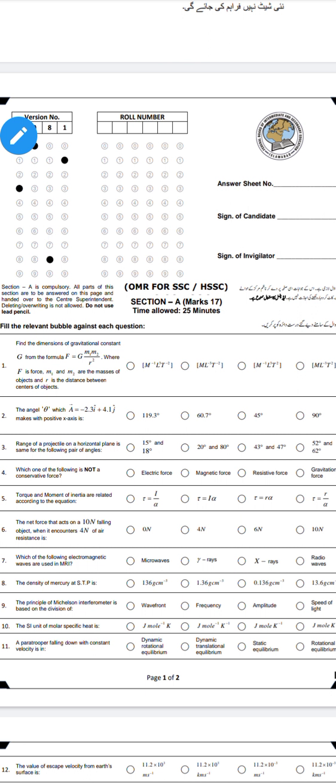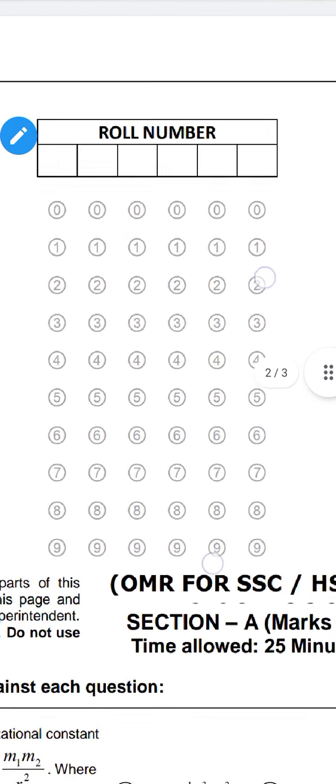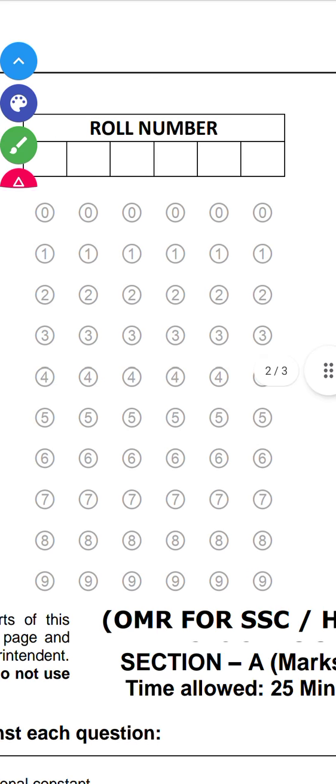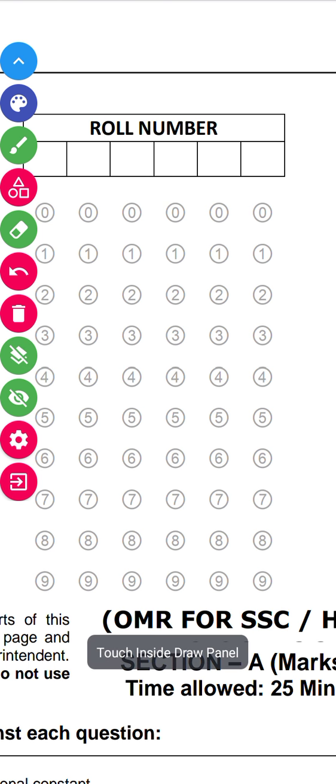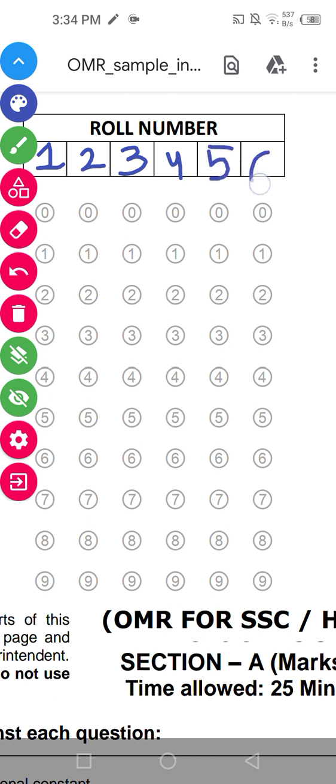Students, today we will learn how to solve OMR sheet. So let's start. Firstly, we have to write our roll number at the top. For example, our roll number is 12345. We have to write our roll number like this. 1 2 3 4 5 6, and whatever your roll number is.